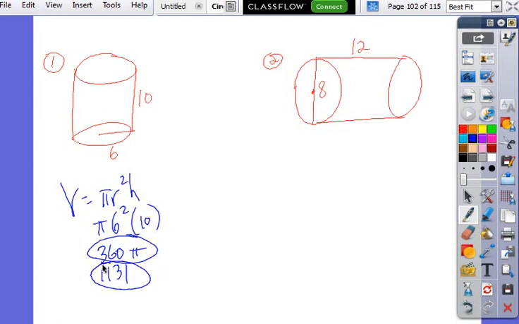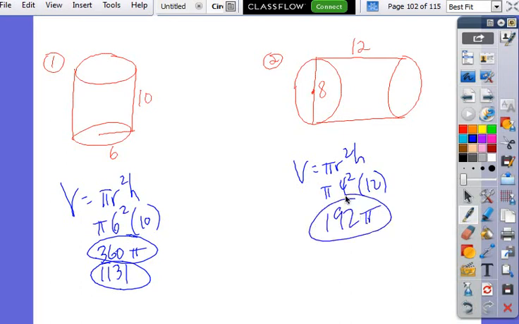So coming over here, same formula, pi r squared h. Radius is what? 4. Not the 8, because 8 is diameter. And then height is 12. So if I wanted the exact answer, that's going to be 16 times 12, which is 192. Put pi behind it. And then the decimal version, 603.2.